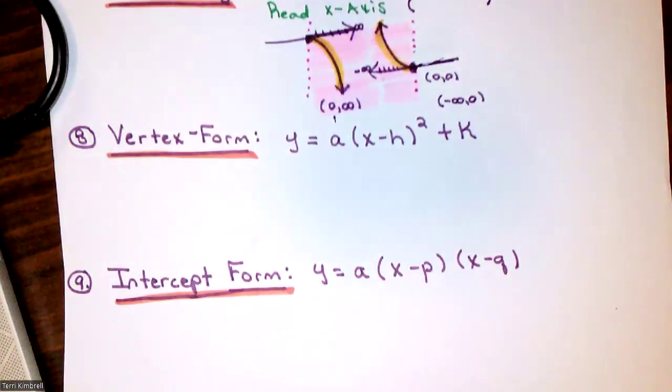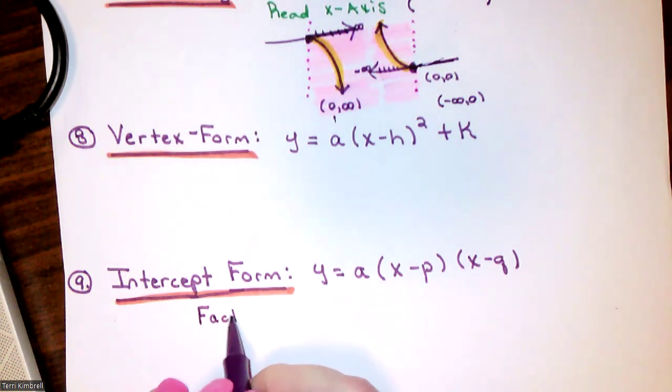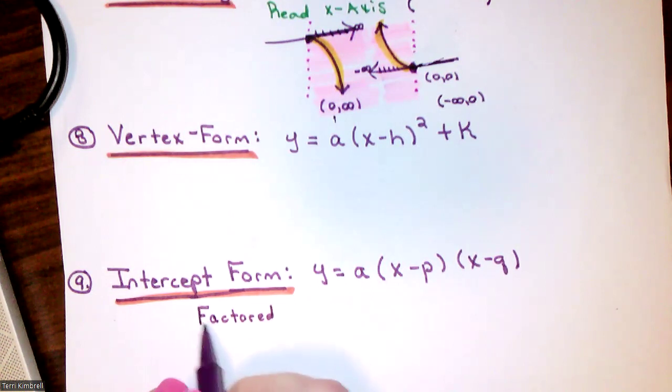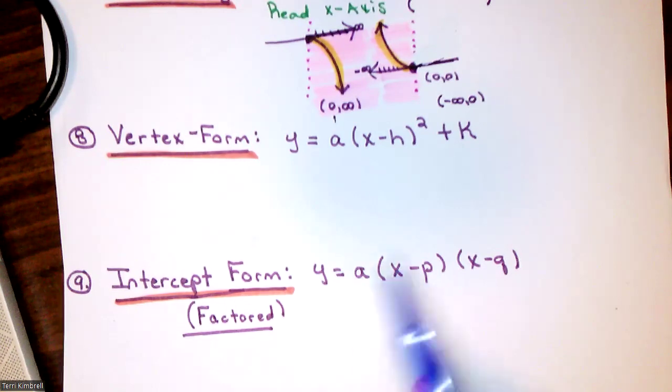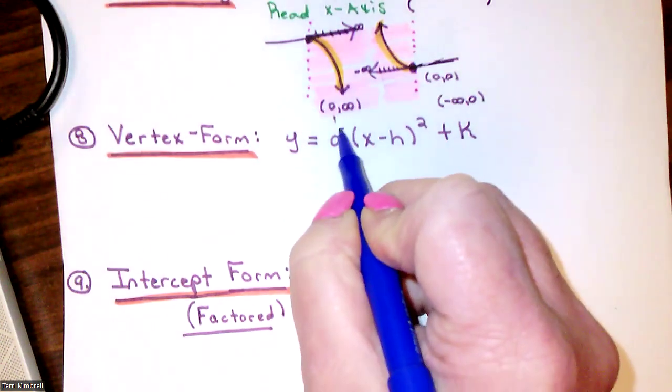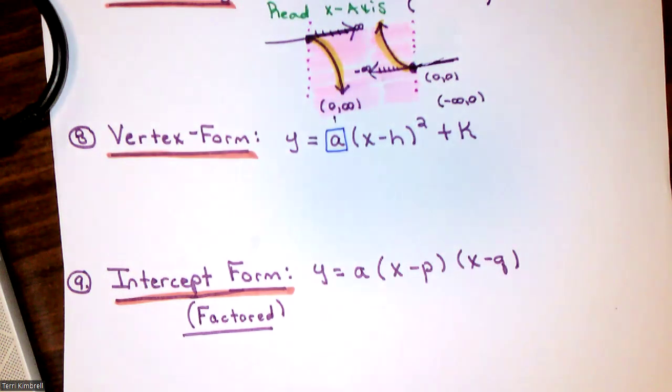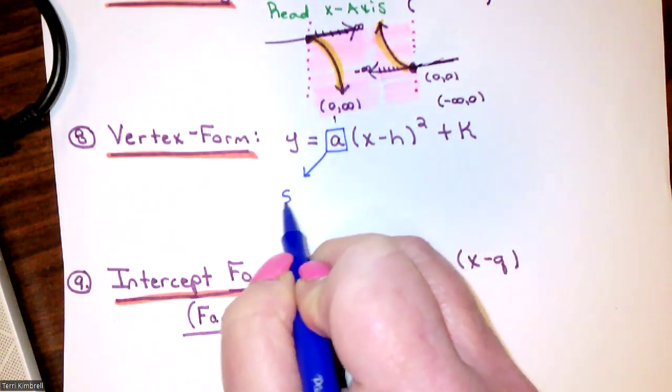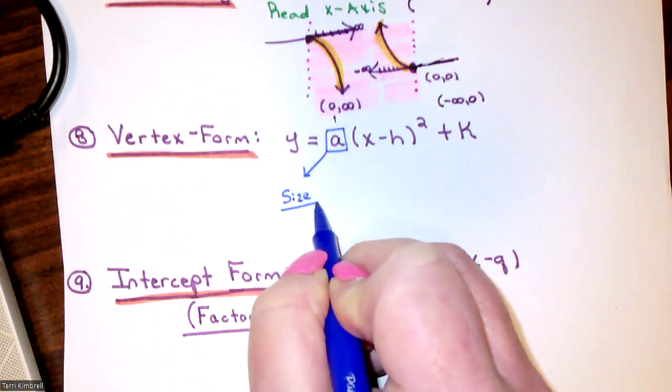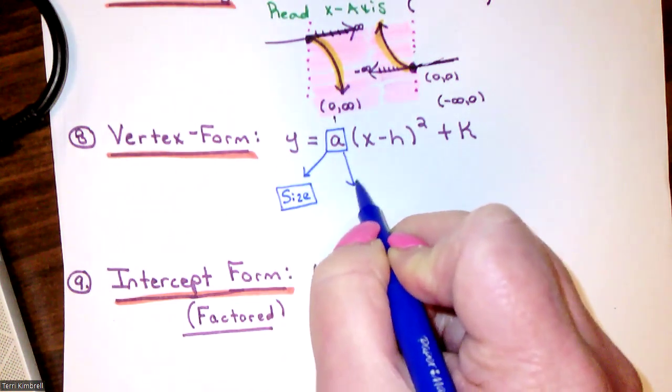Now, the new forms that we haven't taught as much about are called vertex form and intercept form. Sometimes this form is referred to as factored form, so it might be intercepts or factored. We did talk a little bit about vertex form when we did the shifts. If you remember, the A affected the size. We talked about that when we did our transformations, that A affected the size, and it also affected the direction.